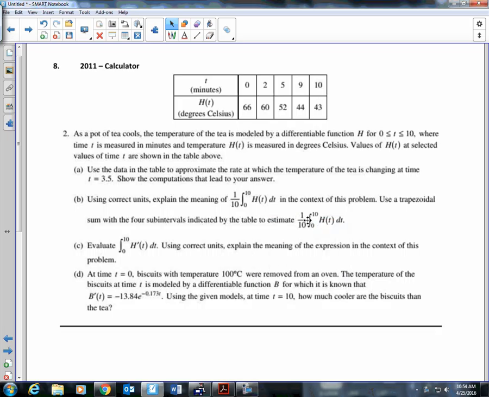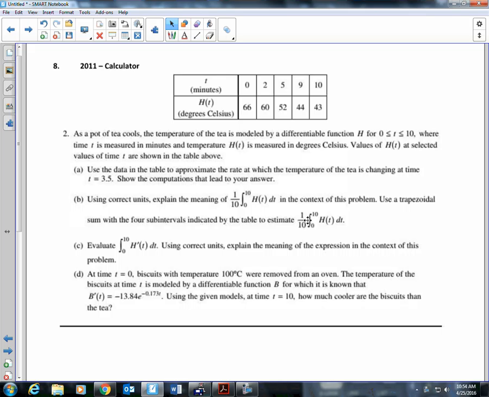Okay, a pot of tea cools. The temperature of the tea is modeled by this differentiable function h, where t is measured in minutes and h is measured in degrees Celsius. Values of h are selected, and values of time t are shown in the table. First question: does h tell us the temperature or the rate at which the temperature is increasing or decreasing?